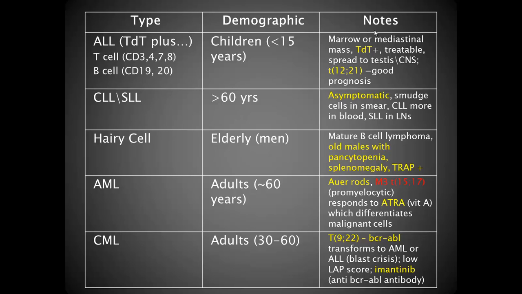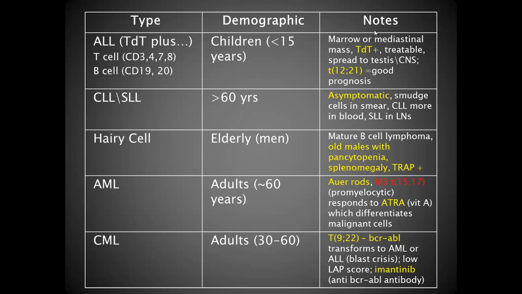Next we have hairy cell leukemia. This is an interesting one because it's odd. The cells look hairy because they have these little cytoplasmic processes. This is commonly seen in old men with pancytopenia and splenomegaly. This is a very common presentation for this disease. So if you ever have a test question that's an old man with pancytopenia and splenomegaly, the answer is going to be hairy cell.